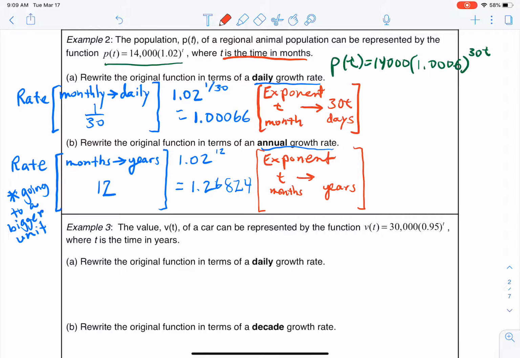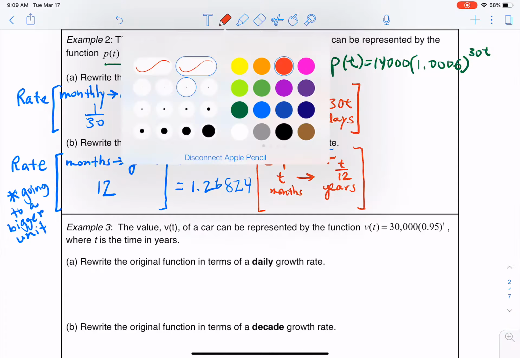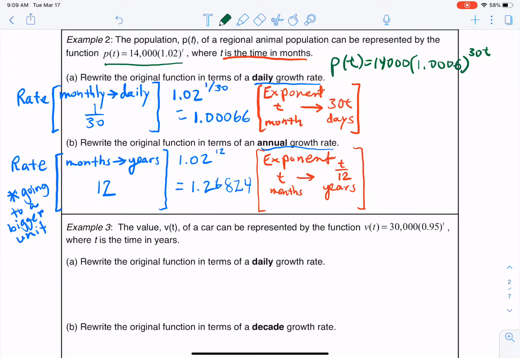So really what I'm going to do in this case is take that number of months, t, and divide it by 12. That's going to tell me the number of years that have passed. For example, if 24 months had passed, that's the equivalent of 2 years. All right, so now I have what I need to write my equation.